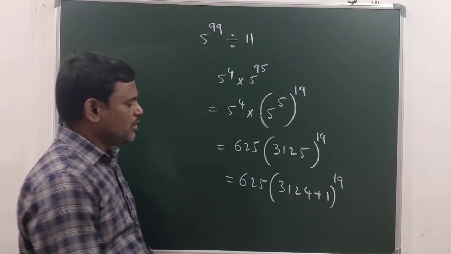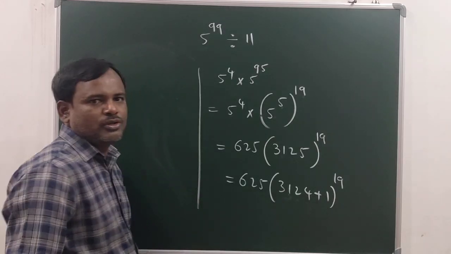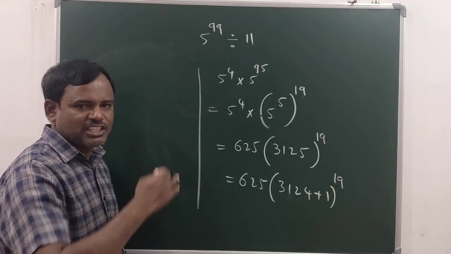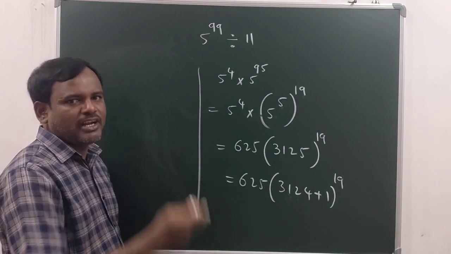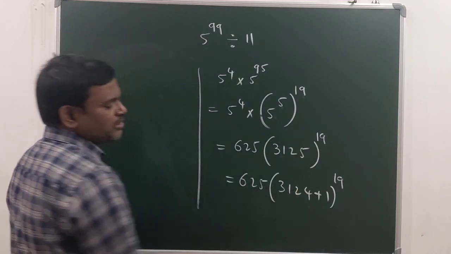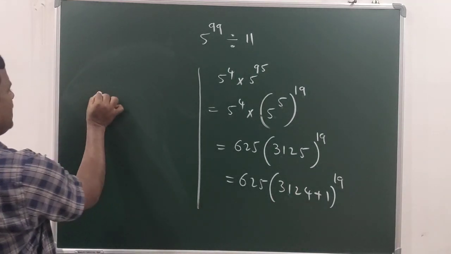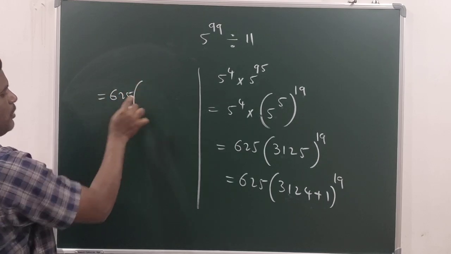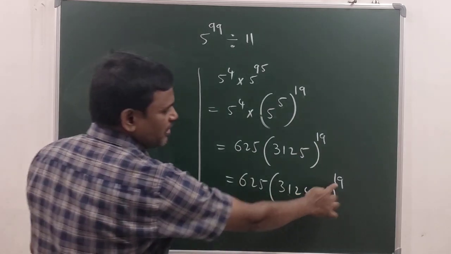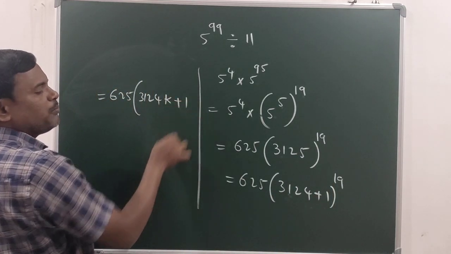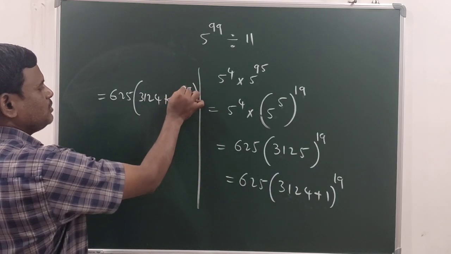Confirm that. So, next I am going to apply this binomial theorem. You know, the exponent is 19. In its expansion, you will get 20 terms. Among that 20, from the first 19 terms you can take 3124 as common. Hence, you can write this as 625 into (3124 k plus 1) power 19, where k is some integer. 1 power 19 becomes 1 only.